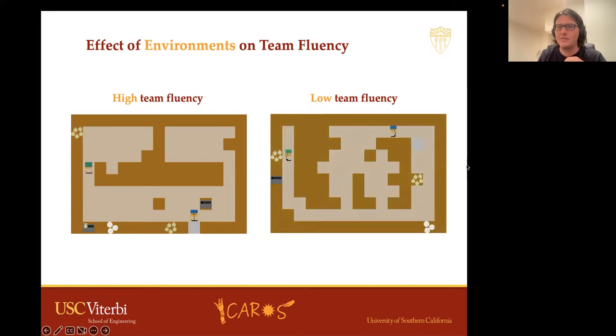They keep moving independently, and they can survive the level. But on the right was a low team fluency environment our system found in the same run. You get this narrow hallway in the corner where the agent is trying to deliver some soup, and then the human has to wait for them to get out of the way so that they can deliver the soup. So it creates this bottleneck for coordination that makes it hard to solve.